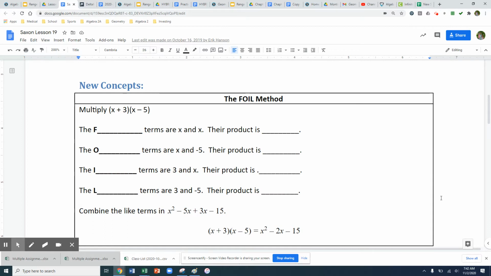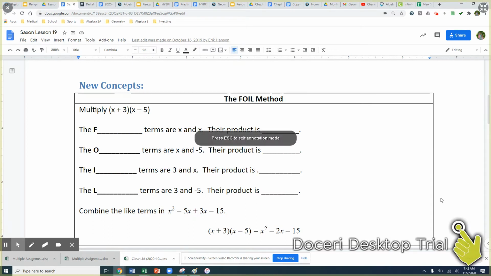So the F is going to stand for your first terms. So we can fill that in there, F-I-R-S-T. So your first terms are x and x. When you multiply x and x together, it's using those power rules that we've been talking about. Their product is going to be x squared. So a common mistake might be to put 2x. If you're going to add x plus x, that would be 2x, but we're going to put x squared for our first term. So our first terms are resulting in an x times x, which is x squared.